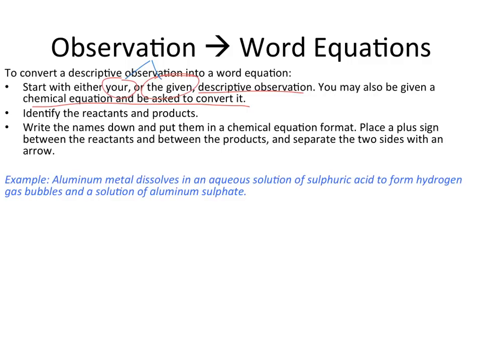So the main thing you want to do is first identify your reactants and your products, write down their names, and put plus signs between the individual reactants and products, and to separate the reactant side from the product side, you'll use an arrow.